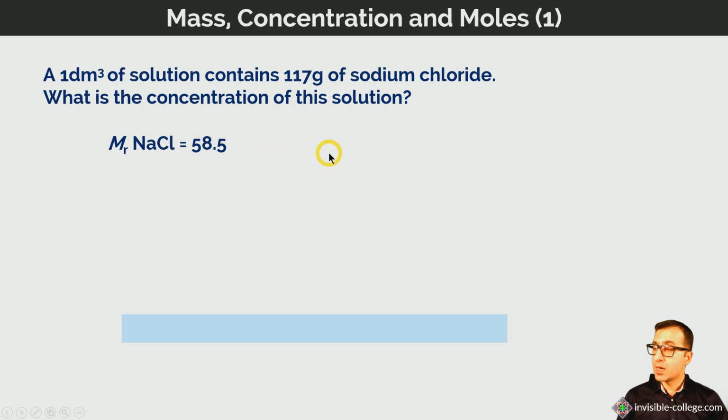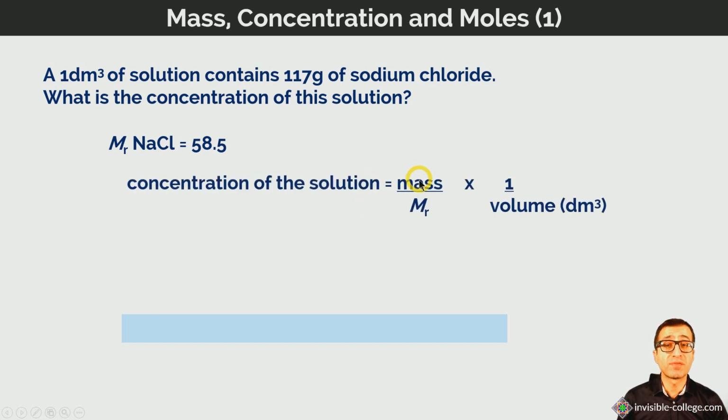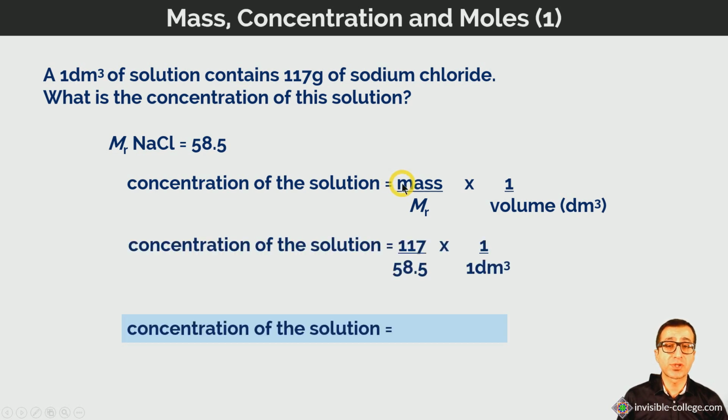So if we have 117 grams of sodium chloride and its relative formula mass is 58.5, then to calculate the number of moles that we have, we need to divide 117 by 58.5, and this tells us what the concentration of the solution is in moles per decimeter cubed. So when we do this, we find that the concentration of the solution is 2 moles per decimeter cubed.